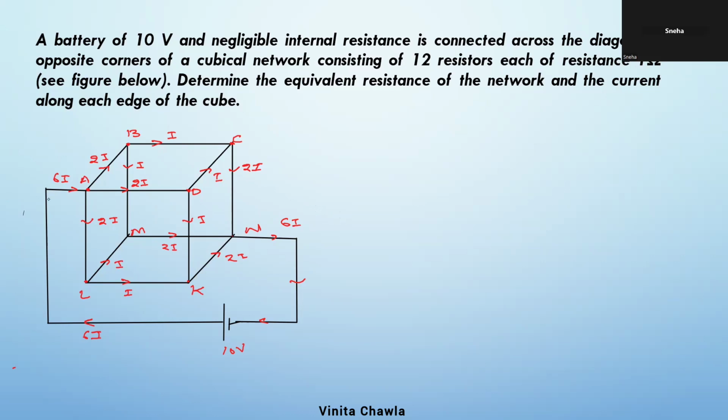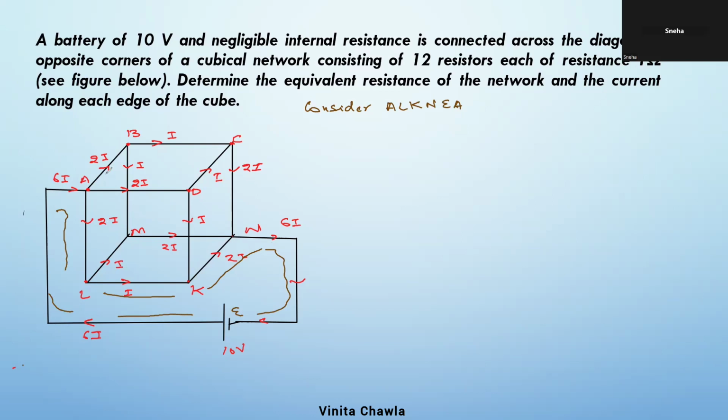Now let's consider this point B. Let's take EMF, we write like this. So consider the loop ALKNEA, this loop. This outer part is what we are considering. Now apply the loop rule here.